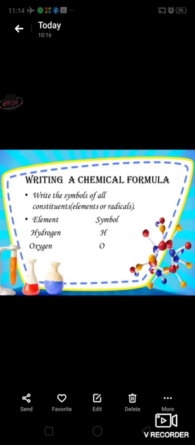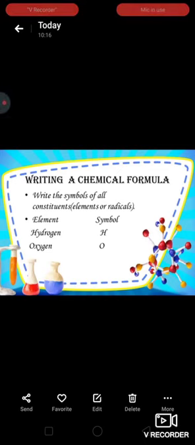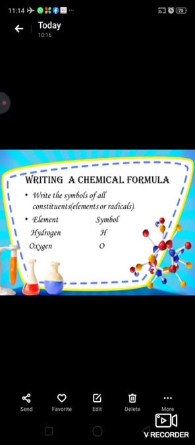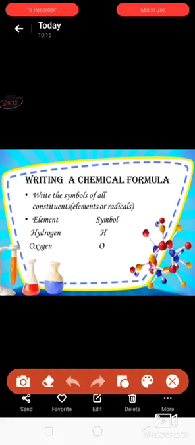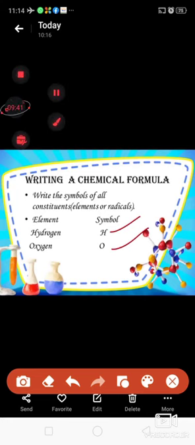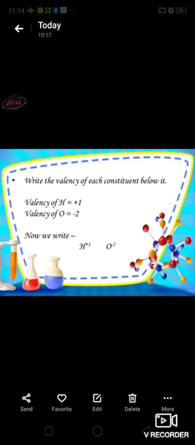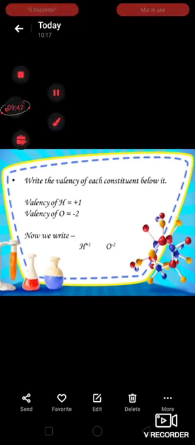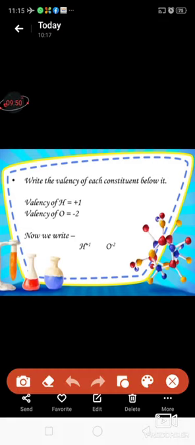Again I am taking the example of water to understand this. Water means H2O. The first thing we have to do is write the symbols. The symbol of hydrogen is H and the symbol of oxygen is O. Then step number 2, write the valency of each constituent below it. The valency of hydrogen is plus 1 and the valency of oxygen is minus 2, because oxygen's valency is minus 2, that's why we take the valency of hydrogen as plus 1.